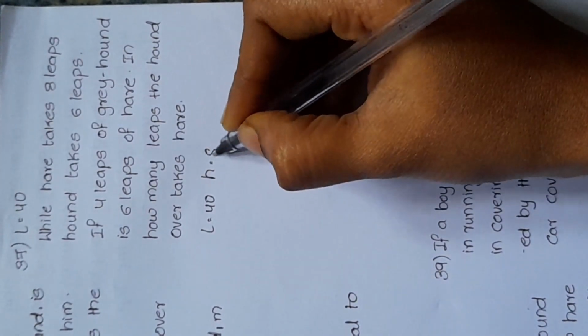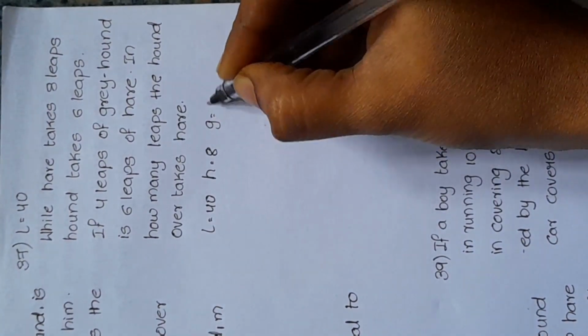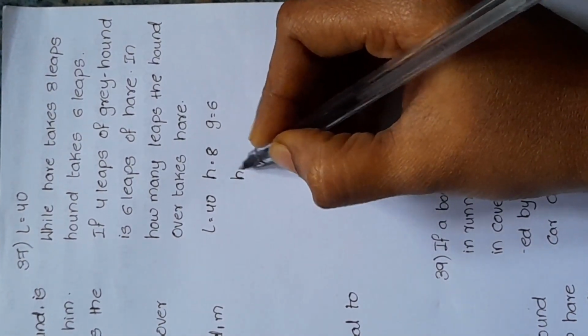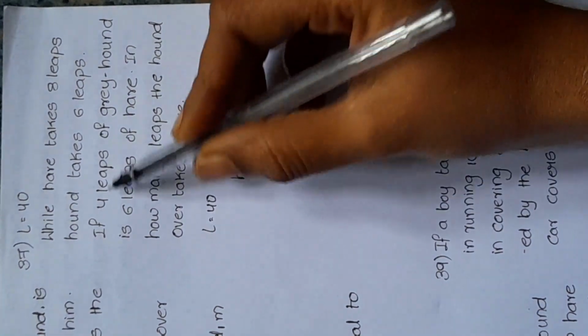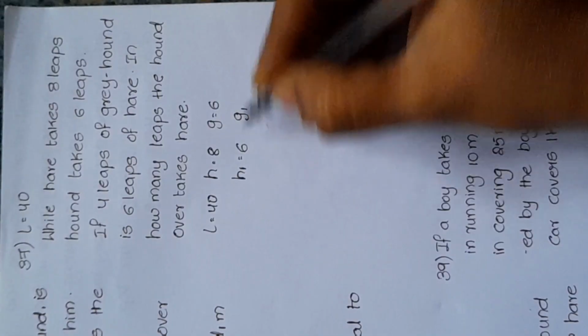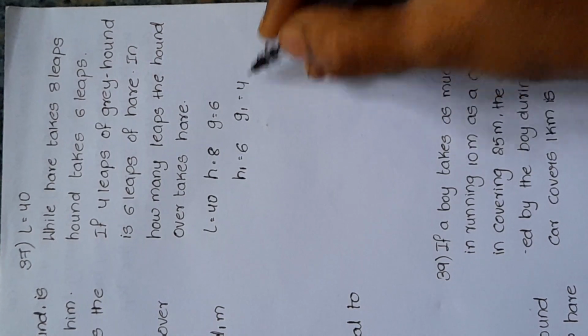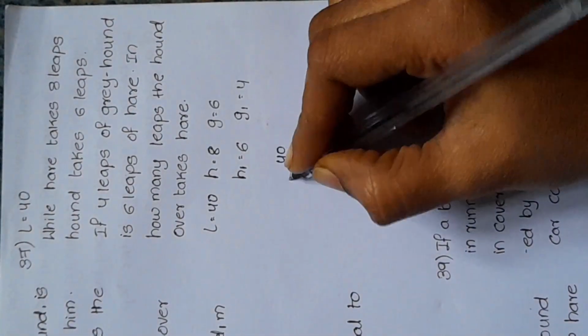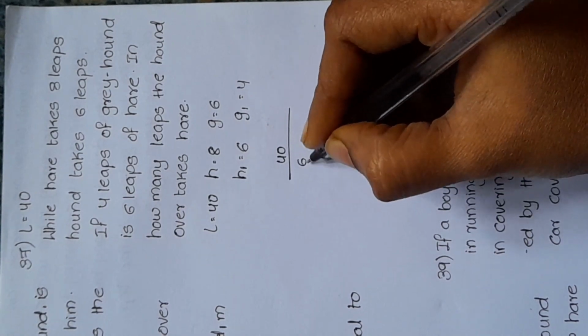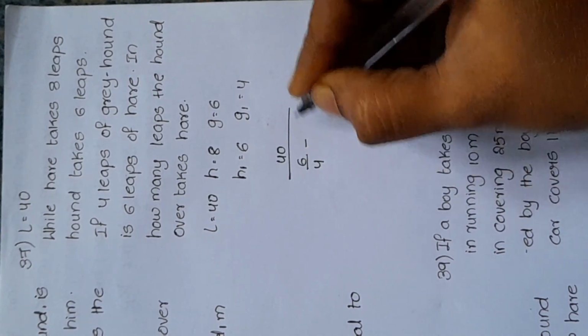H is 8 for the hare and G is 6 for the hound. And we should find H1 and G1. H1 is for the hare, that is 6, and G1 is for the hound, that is 4. Now substitute the values in the formula. L is 40 by H1 value is 6 by G1 value is 4 minus H by G.